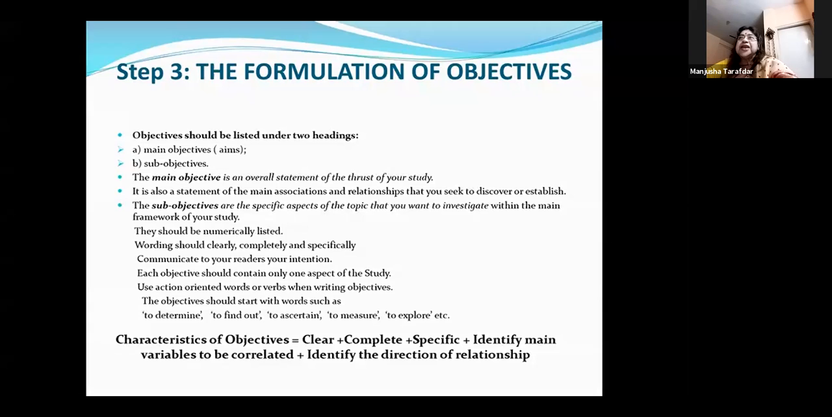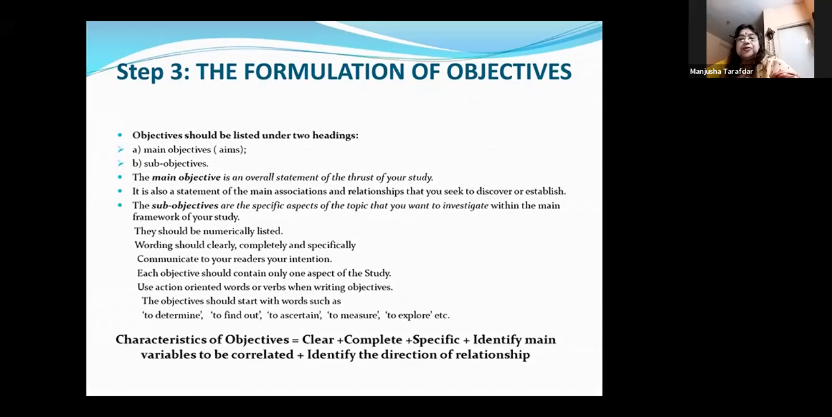Sometimes researchers are taking 3-4 variables. So the main variable, independent variable, dependent variable, all these things should be considered while formulating the objectives. They should be numerically listed. Wording should be clearly, completely, and specifically communicated to your readers: your intention, what you want to do.